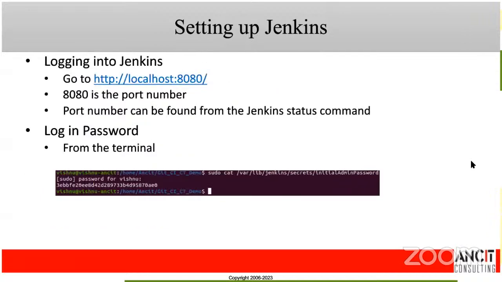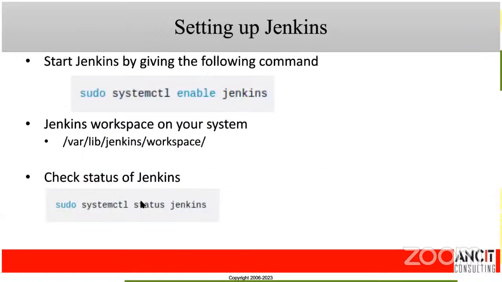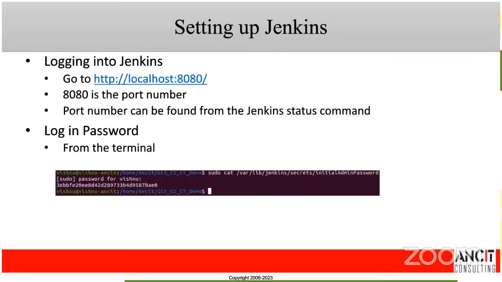Once that's done, you can log into Jenkins by going to your localhost:8080, where 8080 is your port number. It can change. Most of the time it won't change, but it can depending upon your system configuration. I suggest you go back and look into this particular status, and that will give you an idea of which port it's operating on. It will ask you for your password, and you can find this password from your terminal by running this particular command. It's in the Jenkins folder itself.